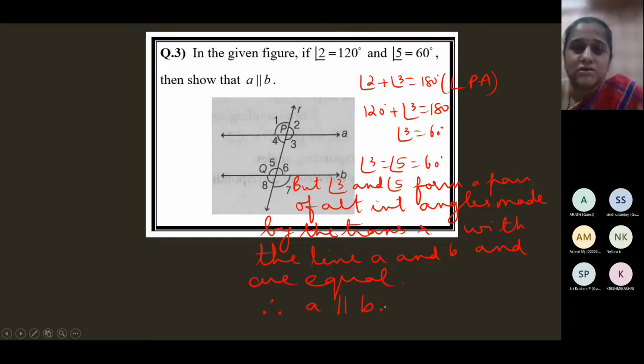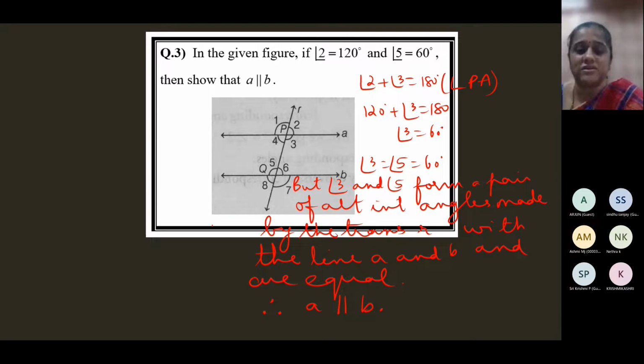See, children, remember, when two lines are cut by a transversal, corresponding angles are formed, alternate interior angles are formed, alternate exterior angles are formed, co-interior angles are formed. Corresponding angles are equal only when the lines are parallel. If the lines are not parallel, they are not equal. So here we see that angle 3 and angle 5, by their position, are alternate interior angles and they are also equal. How? Angle 3 is 60 degrees and angle 5 is also 60 degrees. So when alternate interior angles are equal, the lines must be parallel. So A is parallel to B.